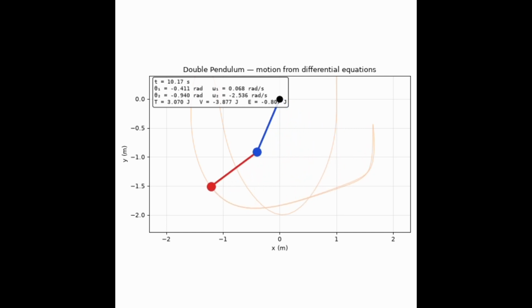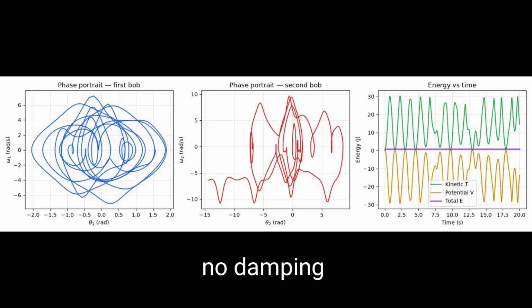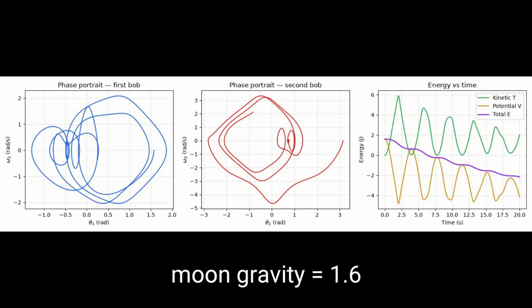The phase portraits clearly illustrate the nonlinear nature of the system. Unlike a simple pendulum, the trajectories do not form simple closed curves. Instead, they exhibit complex structures that are characteristic of chaotic motion. The kinetic and potential energies are continuously exchanged. Because damping is included in the model, the total mechanical energy gradually decreases over time.